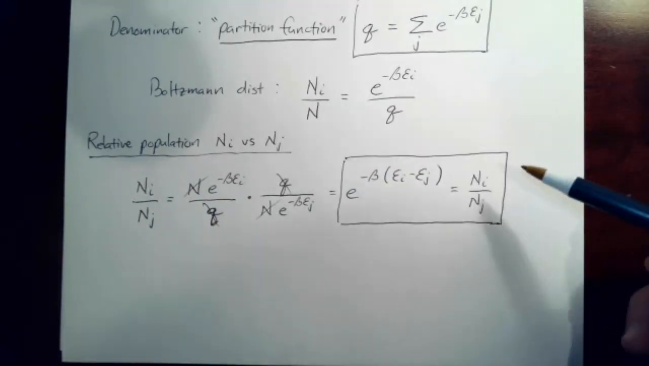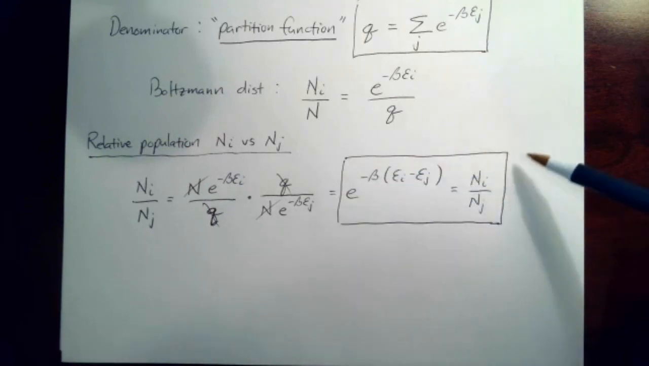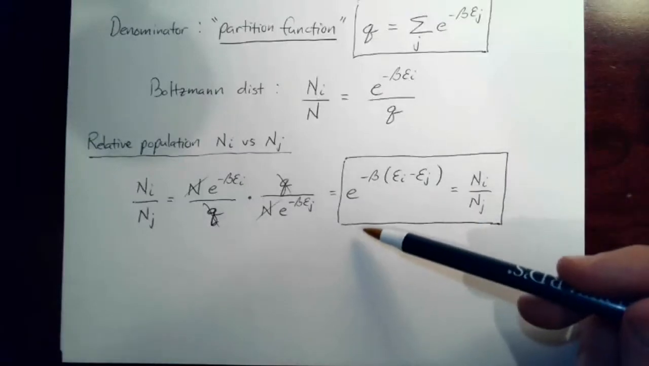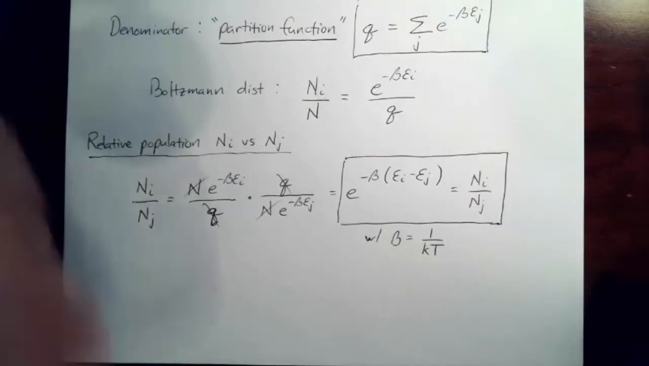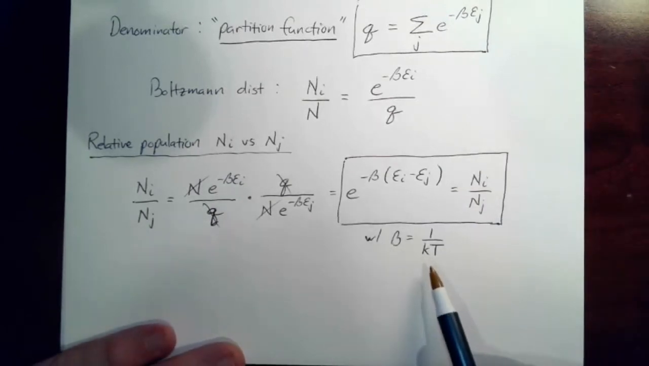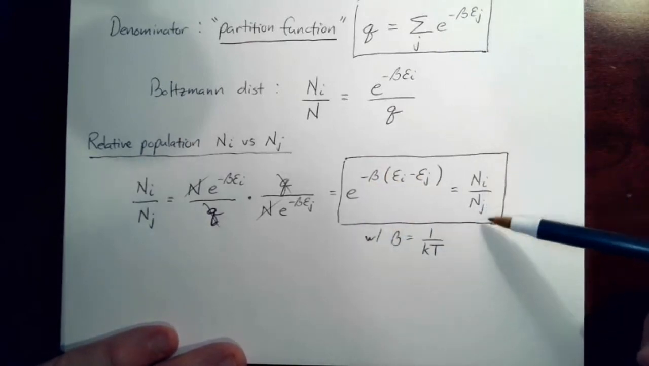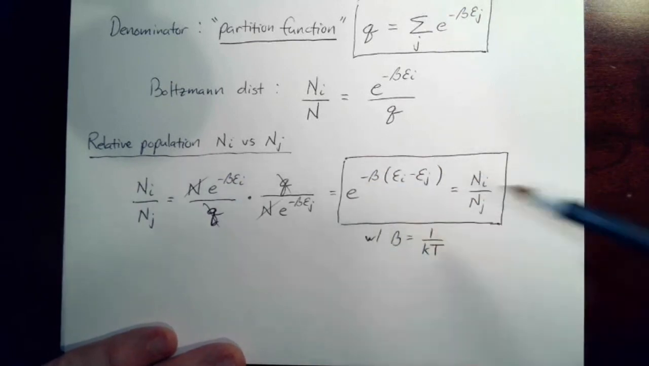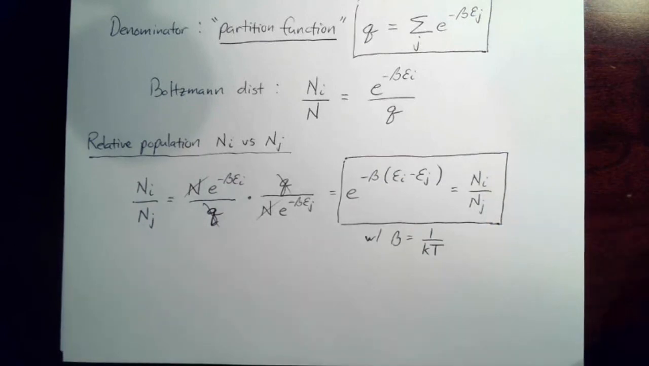Okay, so this is effectively just another expression of the Boltzmann distribution. And actually, this version is probably more commonly used than the first one. So a lot of times you'll see the Boltzmann distribution written in this form. And remember, beta is equal to 1 over kT. So the temperature appears in this. And this is giving us the ratio of the populations of state i versus state j. So we can use this to figure out which state is going to have the larger and which the smaller population.